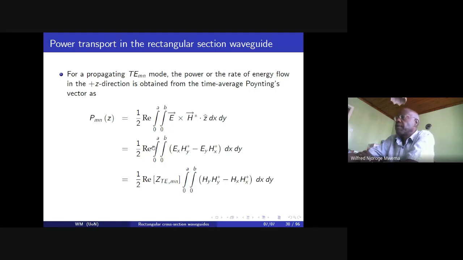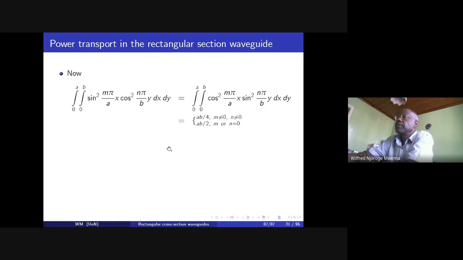And therefore, we get a value that is going to be given by a half the real part of the wave impedance for TE modes, and taking the integral of the Hy and Hx squared dx dy. That is, we are integrating over the cross section of the guide. And now, if we look at this integral here, we'll have the sine of m pi by a and cosine of n pi by b everywhere, and we'll get a value of ab divided by 4 whenever m is not equal to 0 and n is not equal to 0.